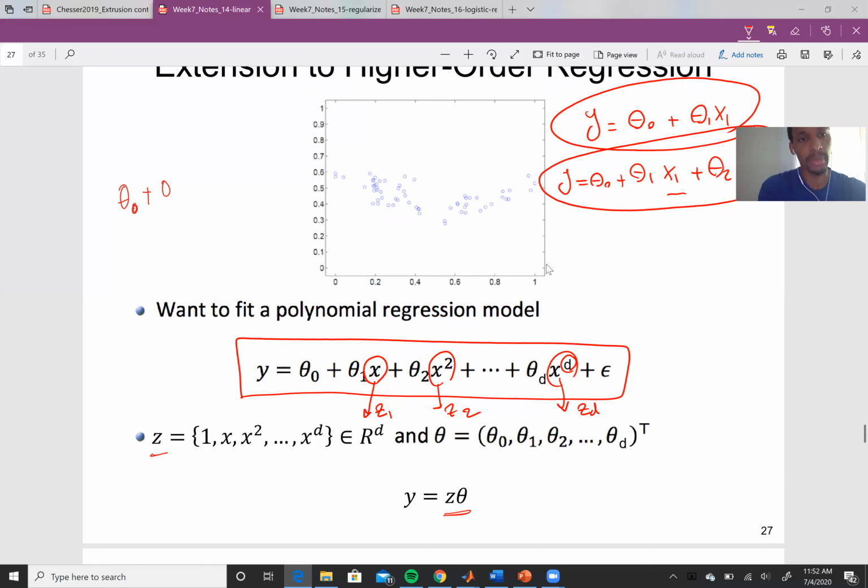Yeah. Let me think about what this would look like for multiple features. Yeah, it would get really complex. But you could still write it. But it'd get really complex if you were having multiple.